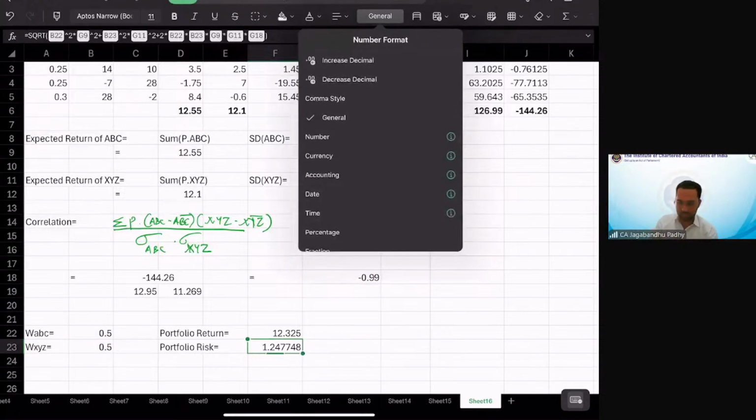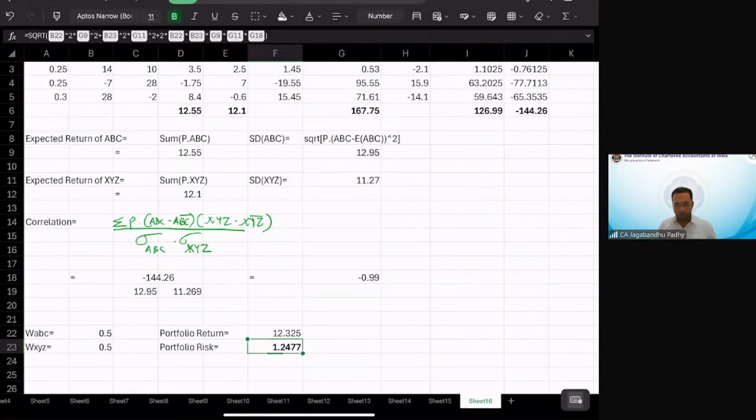So the portfolio risk is like 1.2477. Right, so portfolio risk is 1.2477%. That's simply the portfolio risk when you have the weightage as 0.5, 0.5. When you have the weightage to be 0.5, 0.5, then the portfolio risk is 1.2477.